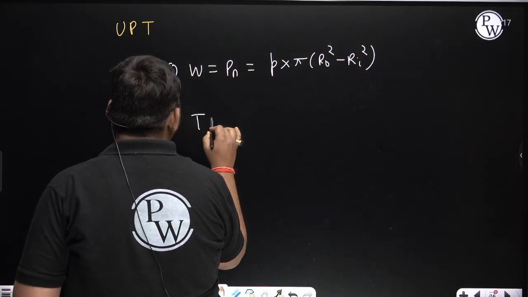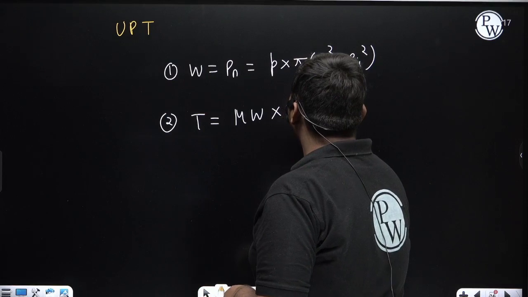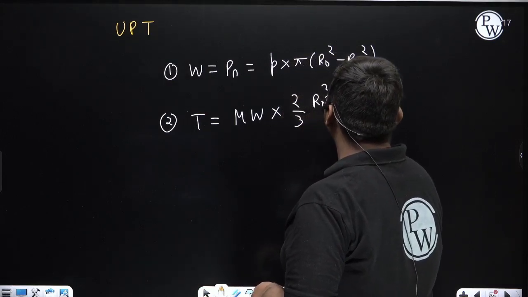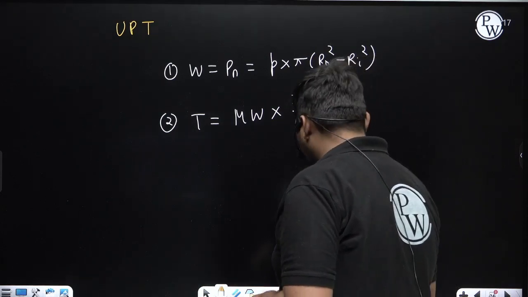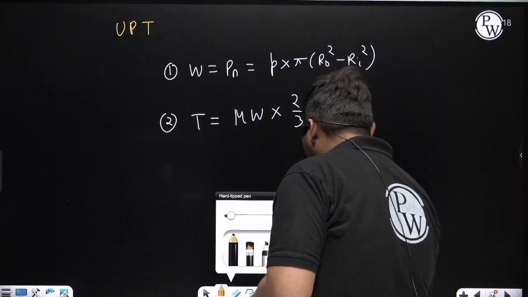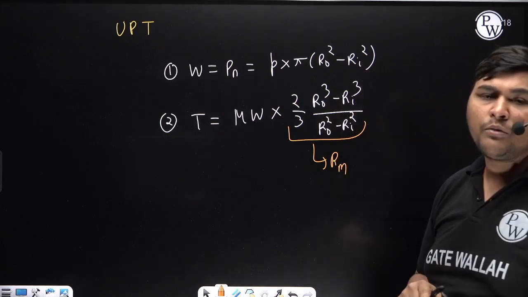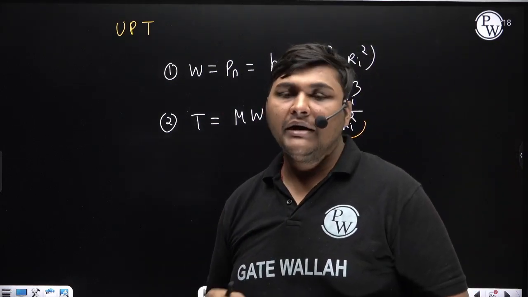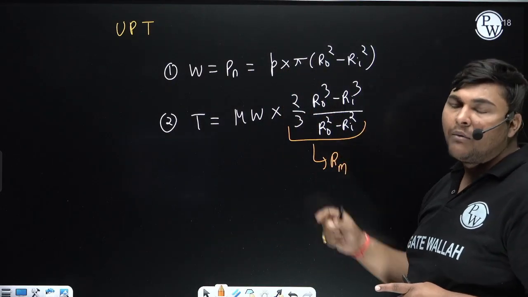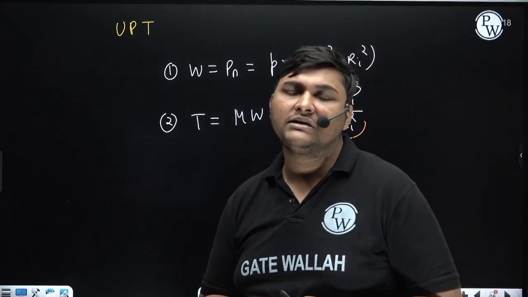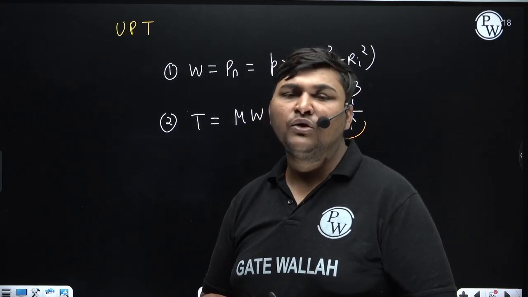Second, the formula to calculate torque in terms of W: mu W into 2 by 3 R naught cube minus Ri cube upon R naught square minus Ri square. This term is also known as mean radius. So you can also remember the formula of torque like this: torque is mu W into Rm. For uniform pressure theory, the formula to calculate Rm, the mean radius, is 2 by 3 R naught cube minus Ri cube upon R naught square minus Ri square. So this is uniform pressure theory.